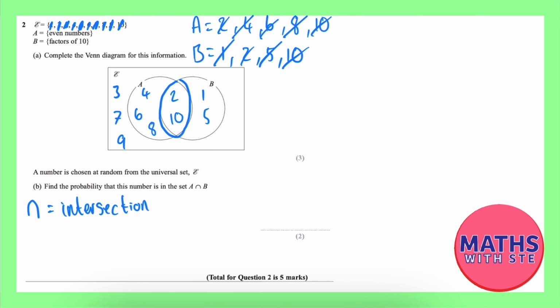Now this is a probability question. So how many numbers are in there? There's 2 numbers in there. And how many numbers are there altogether? Well, it's 10, isn't it? Let's just check: 1, 2, 3, 4, 5, 6, 7, 8, 9, 10. So the probability that the number will be in A ∩ B is 2 over 10. And you can leave it like that. It's not asked you to simplify it, but I generally would simplify it. And that can go down to 1 over 5 because, of course, you can divide both top and bottom by 2 to make 1 over 5. And that's it.